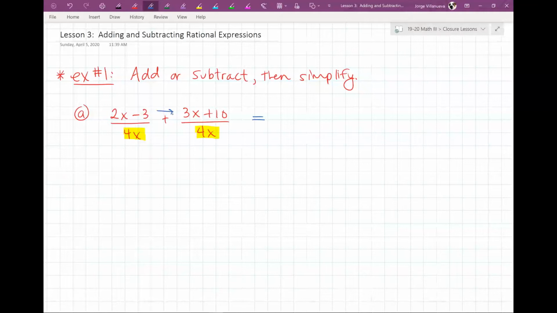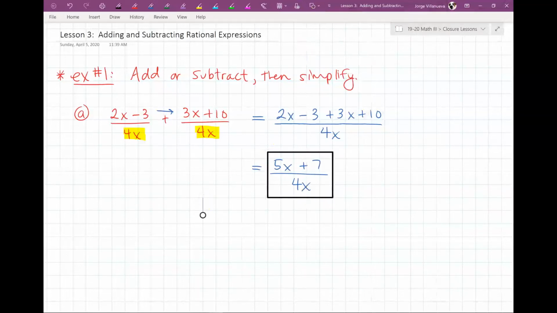I'll take an extra step here and write this out. 2x minus 3 plus 3x plus 10, all divided by 4x. Now let's go ahead and add our like terms. So 2x plus 3x, that's 5x, and negative 3 plus 10, that's a positive 7, divided by 4x. So now all you have to do is ask yourself, is there anything on the numerator and denominator that everything shares that we can cancel out? They don't have anything in common. So we're just going to leave the answer like this. So here's our first solution.